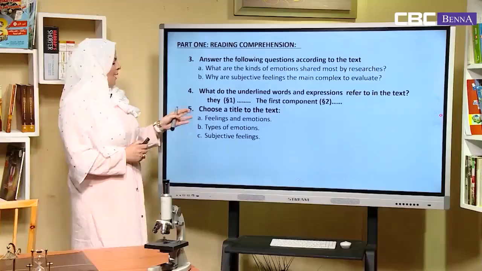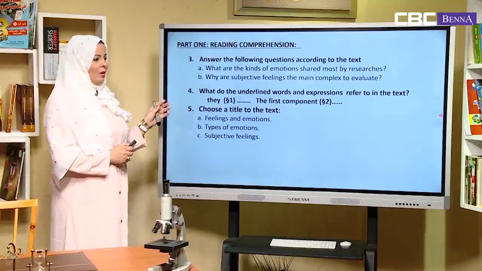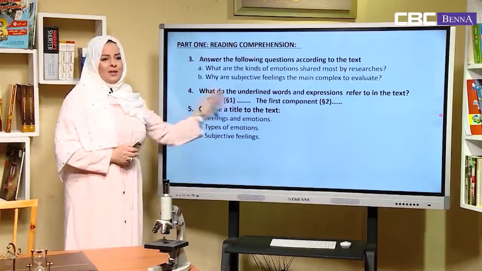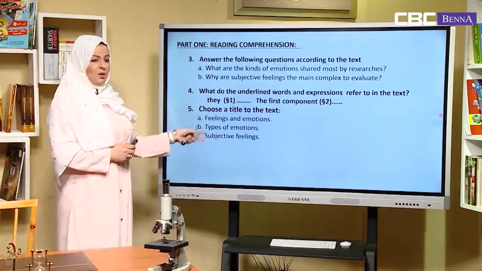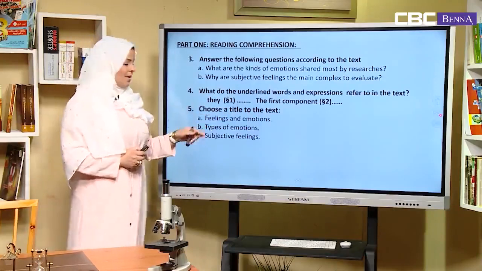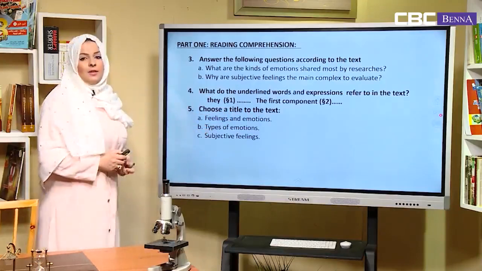So the last activity in this part, you have choose a title to the text. Here you have 3 possibilities: feelings and emotions, types of emotions, and subjective feelings.